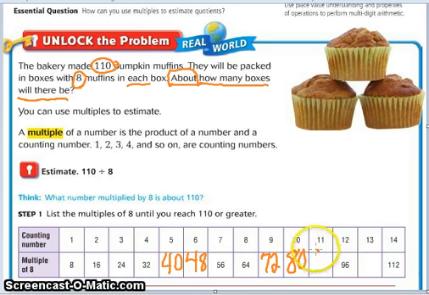11 times 8 is 88. 12 times 8 is 96. 13 times 8 is 104. And 14 times 8 is 112. So, list the multiples of 8 until you reach 110 or greater. So, 112, got it. Let's look closer.